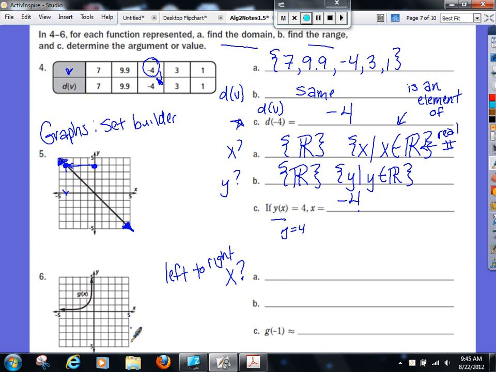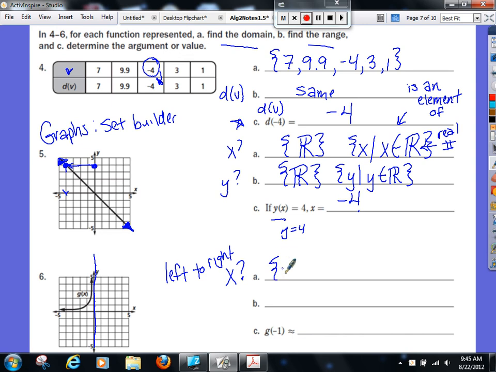If I plug in 5, my graph will never be here. I like to think of it, can I draw a boundary line somewhere and fence in the graph? Yeah, I could. I could draw it right here, and I will never touch that graph.